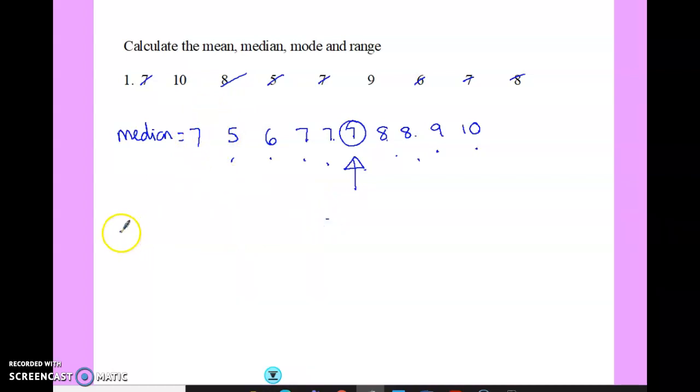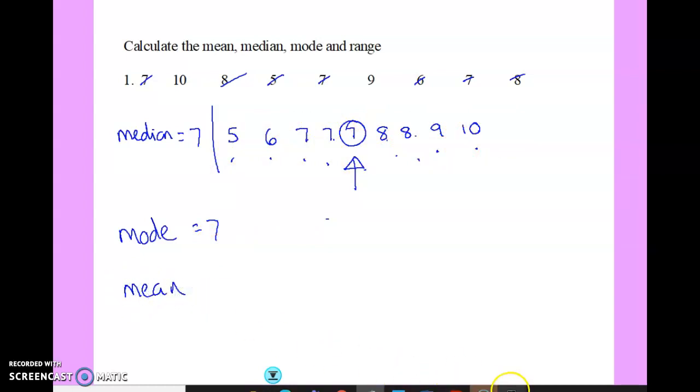The mode is the one that appears most often. The one that appears most often here is 7. It's 3 sevens. Remember, that's not one of my numbers in my list. It's 2 8s. Everything else just appears once. My mode is 7.